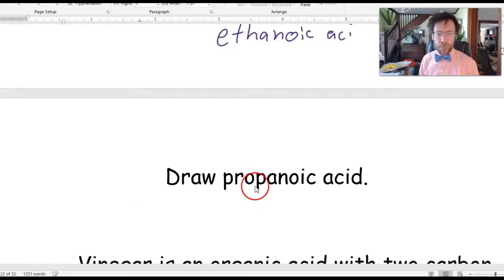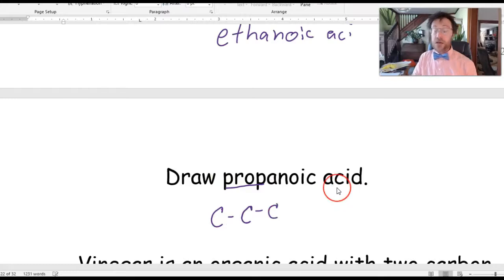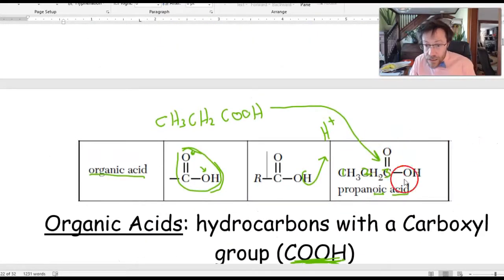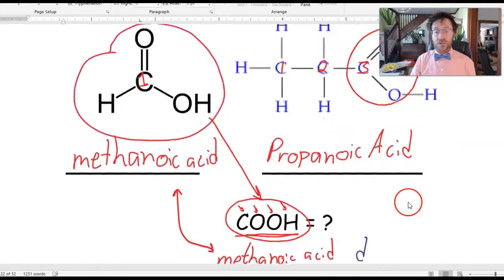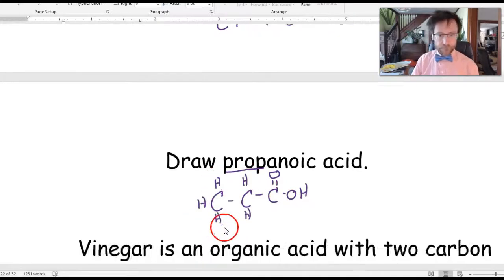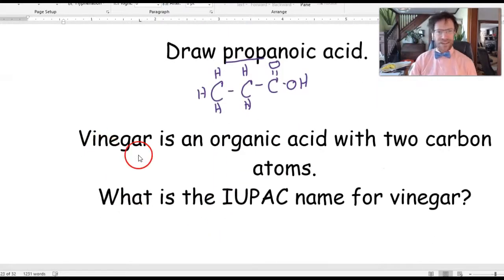We can draw it. Prop. Meth, eth, prop. That's 3. Now it's an acid. So what's the functional group for an acid? Well, we're going to come back up to your reference charts and see right here. Yeah? A double bonded oxygen and a hydroxyl group. So we draw a double bonded oxygen, a hydroxyl, and then fill everything up with hydrogens. All right, that was easy.